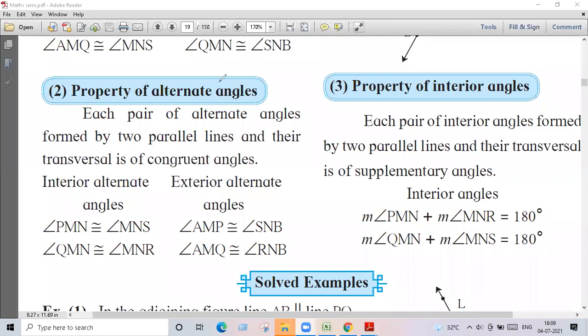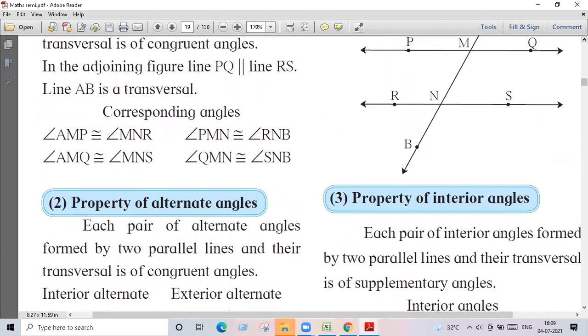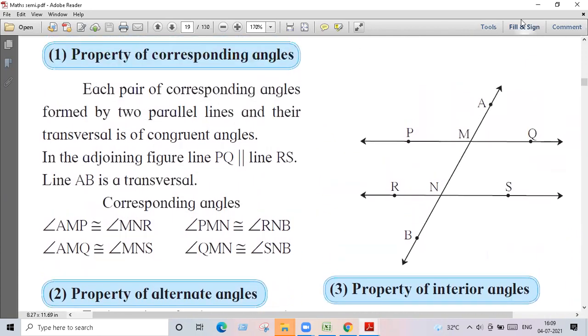Second, you have the property of alternate angles. There are four pairs of alternate angles: two pairs of interior alternate angles and two pairs of exterior alternate angles. They are also congruent angles. So these are the pairs: PMN, MNS; QMN, MNR. Then exterior: AMP, SNB; AMQ, RNB. I'll show you here.